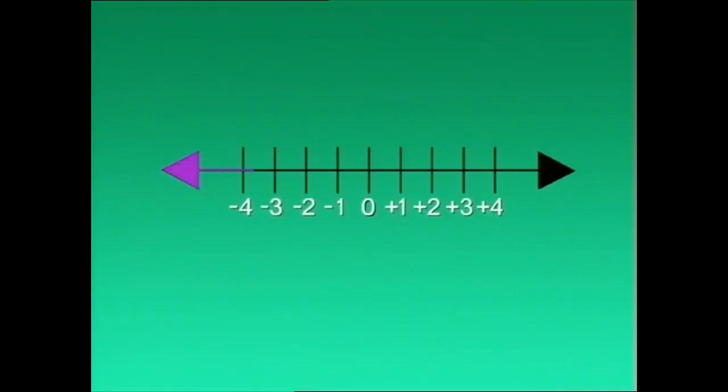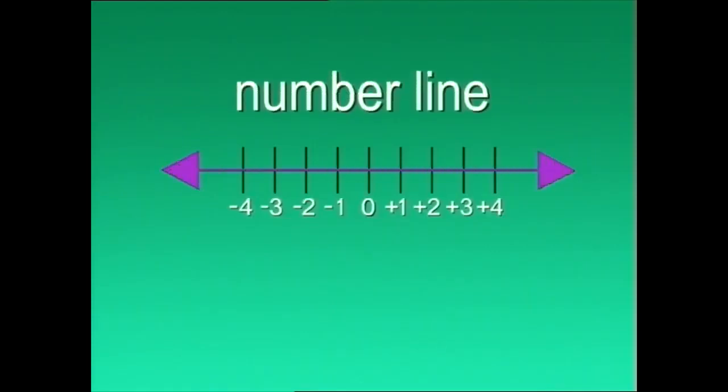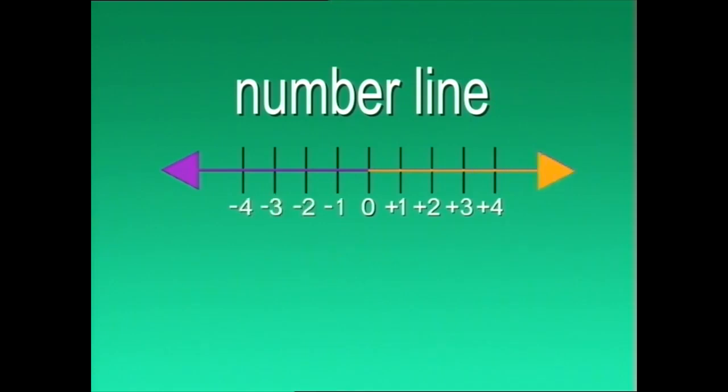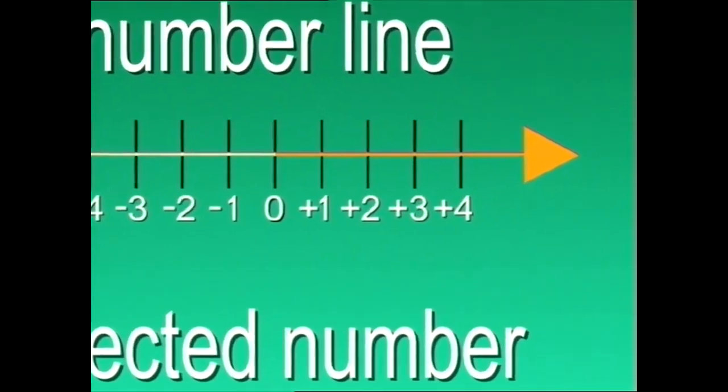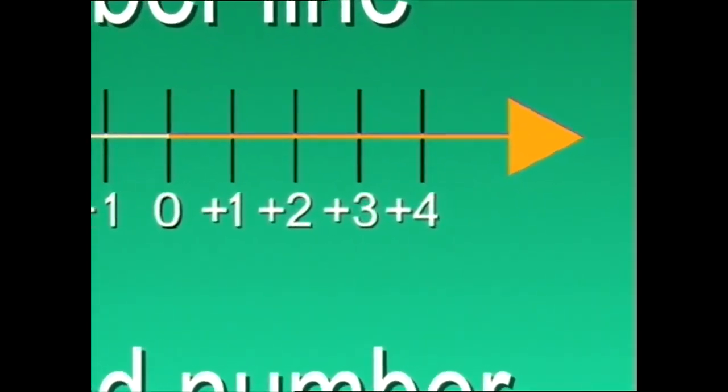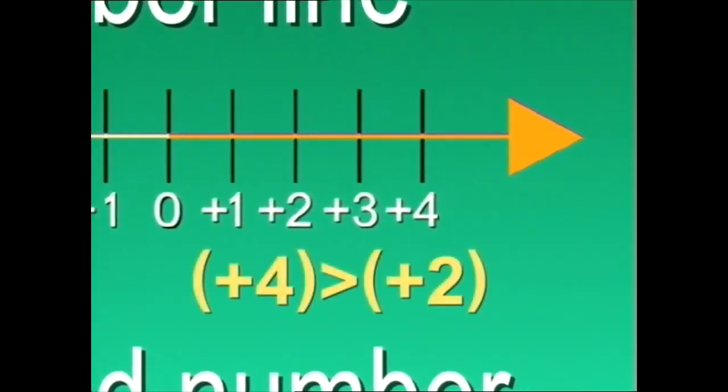This line representing positive numbers, negative numbers and 0 is called a number line. As you can see, the positive numbers are on the right of the number line, and the negative numbers are on the left. These represent two opposite directions. Therefore, they are also known as directed numbers. You might notice that on the number line, the greater the positive number, the further it is to the right. For example, positive 4 is greater than positive 2. That is, positive 4 is to the right of positive 2.